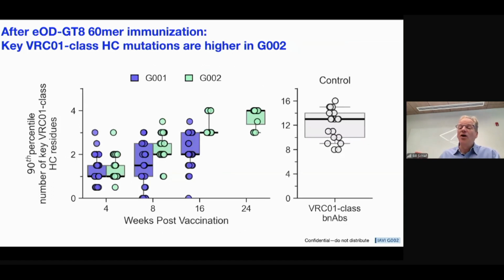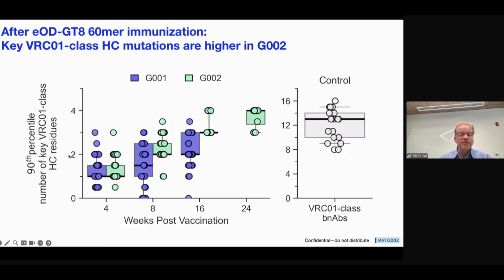As I said, that was talking about the percent mutation overall, but we can also look for very specific mutations in the heavy chain that we know we want, based on all the known BNAbs. We wrote about this in the G001 paper. We called them key VRC1 class heavy chain mutations. And for BNAbs, over here on the right, we can write down how many key VRC1 class heavy chain mutations they have. The median number is around 13, you can see.